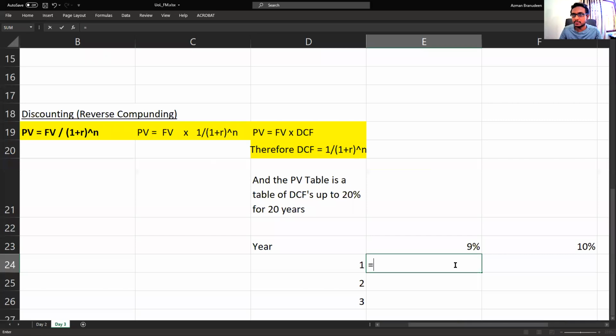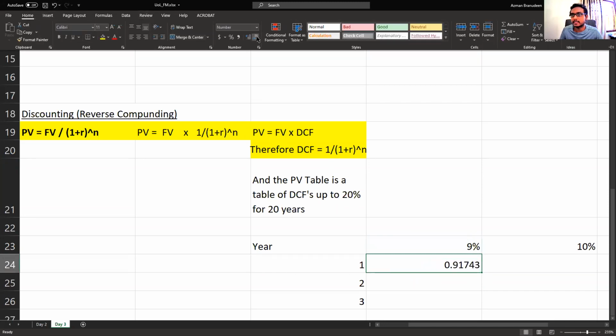So then the formula is 1 divided by (1 plus R) to the power n. R is 9%, and n is this. Okay, so 0.917, that's your discounting factor.